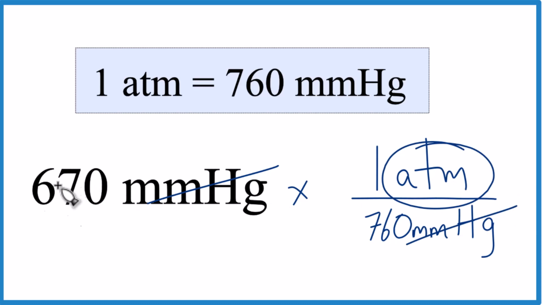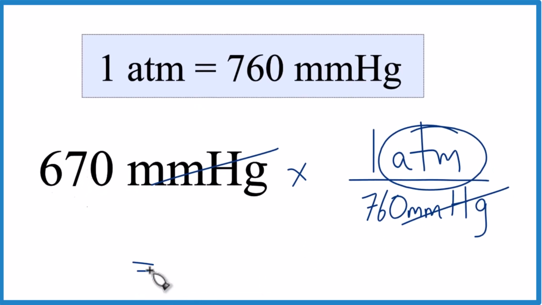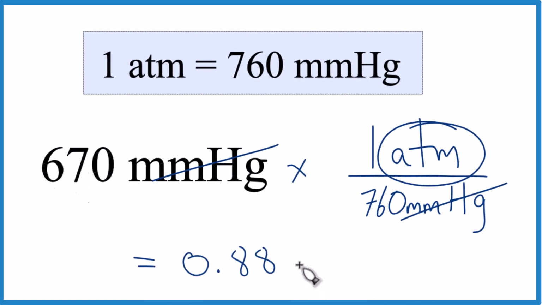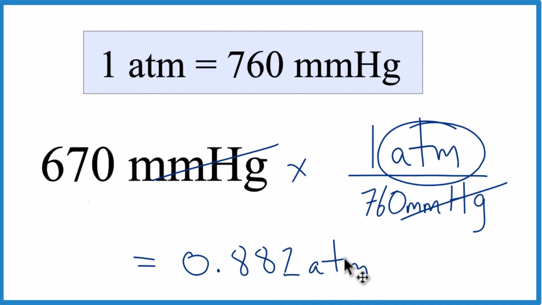So essentially 670 divided by 760, that's going to give us 0.8815. Let's call it 0.882, and the units, that's what's left up there, atmospheres. So that's how you do it. 670 millimeters of mercury converted to atmospheres is 0.882 atmospheres.